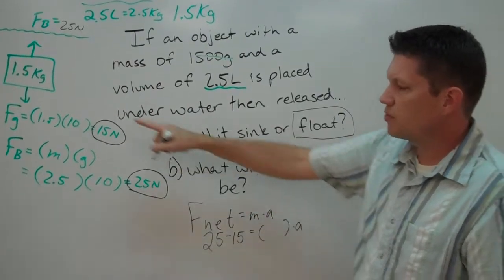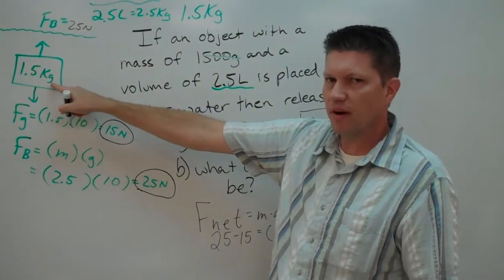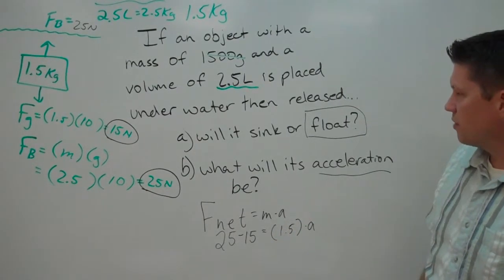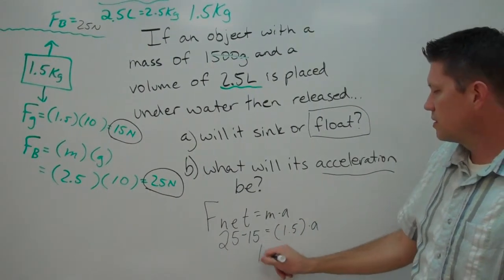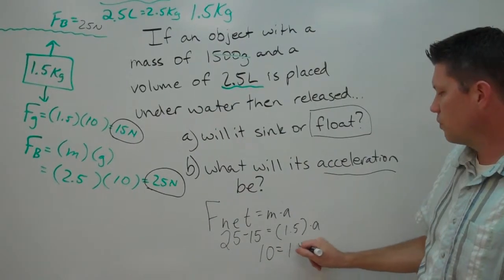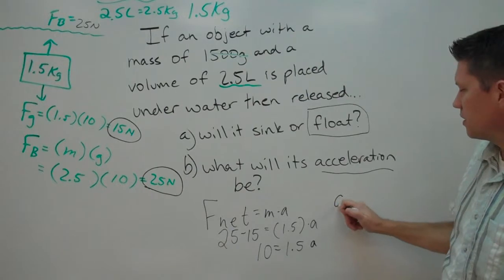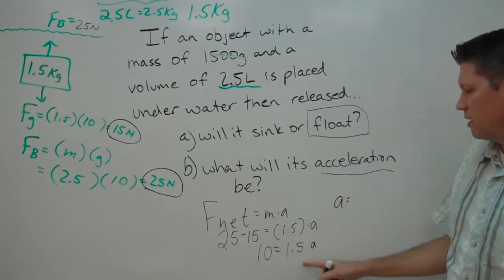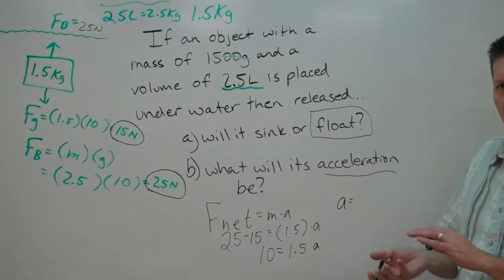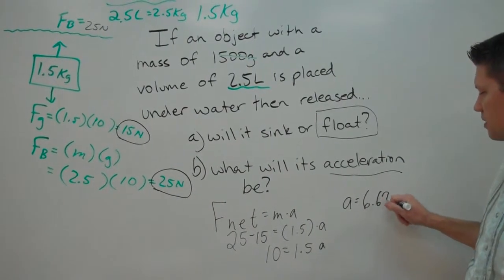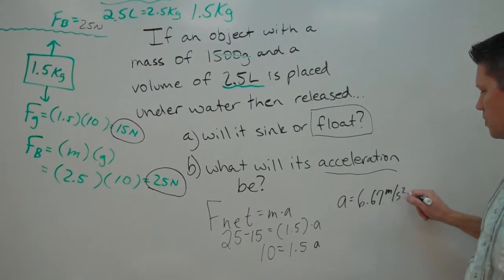The mass of the rock was given, 1.5 kilograms. And now all I have to do is solve this simple equation. 10 equals 1.5 times a. So my acceleration is going to be 10 divided by 1.5, which is 6.67 meters per second squared.